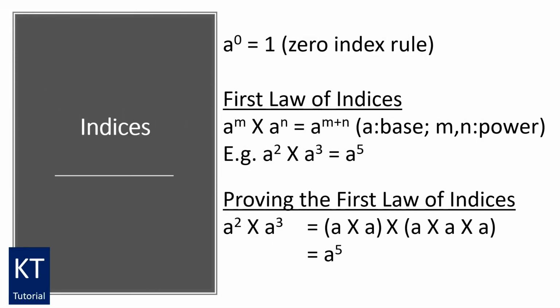Next, I want to take you through all you need to know about indices. Before we get to the 5 laws of indices, any number to the order of 0 is always 1. Now let's understand its first law. When performing the multiplication of two orders having the same base, the outcome is as easy as summing the two orders.